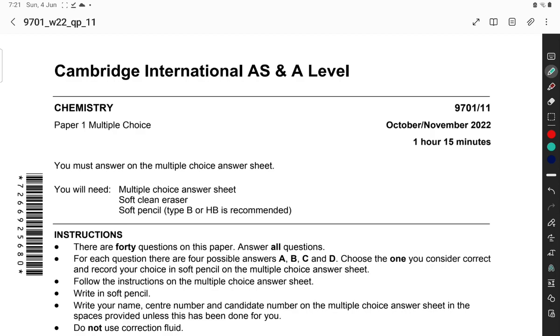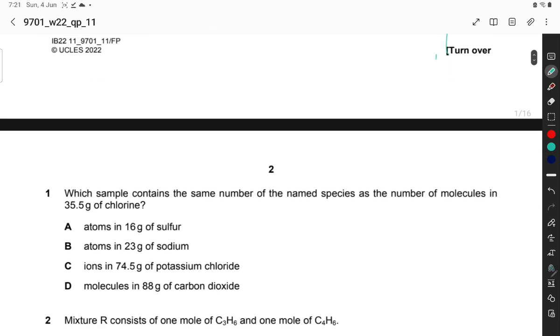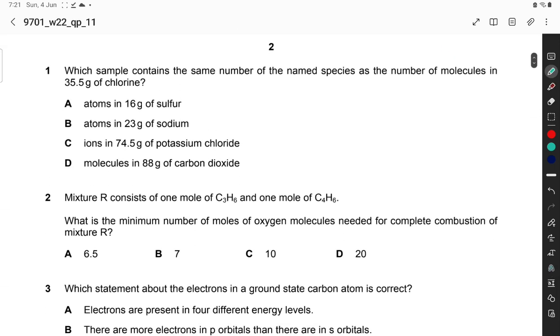Today I will be solving October-November 22 paper 1-1 of 9701. Let's start. Which sample contains the same number of the named species as the molecules in 35.5 grams of chlorine? So chlorine, named species as the number of molecules in 35.5 gram of chlorine.